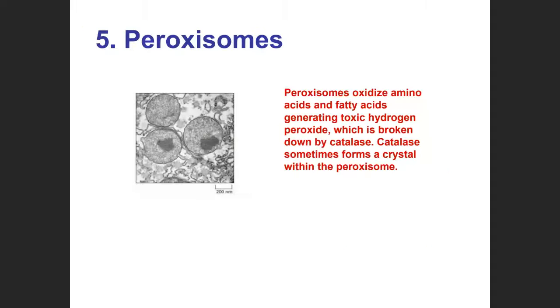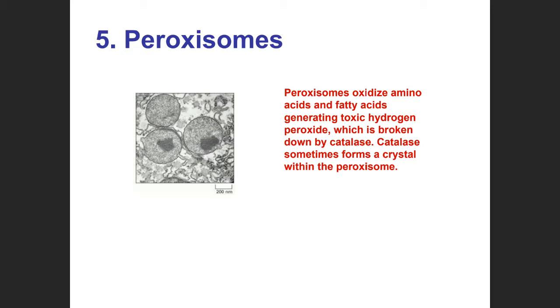All right. We do have peroxisomes. Peroxisomes oxidize amino acids and fatty acids, generating toxic hydrogen peroxide, and this toxic hydrogen peroxide is going to be broken down by catalase, which is an enzyme. And you are going to see some crystals inside of those peroxisomes because they are very rich in this enzyme.